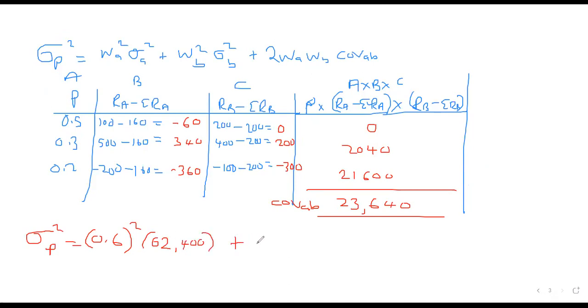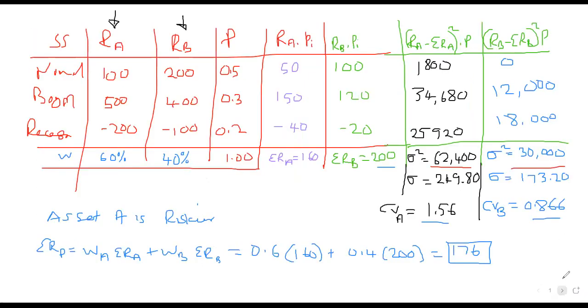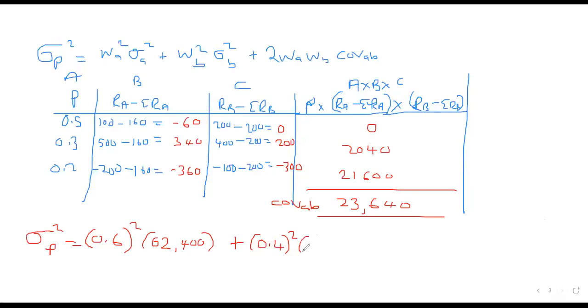Then we go to the weight for B was 40%. So the 40% we square it. Then the variance for asset B is 30,000. So we put our 30,000 here. Then plus 2, weight for asset A, 60%. Weight for asset B is 40%. Then the covariance is what we just calculated, which is 23,640. All right.